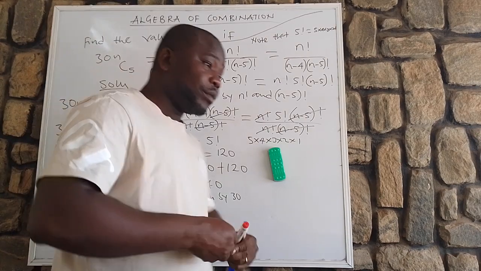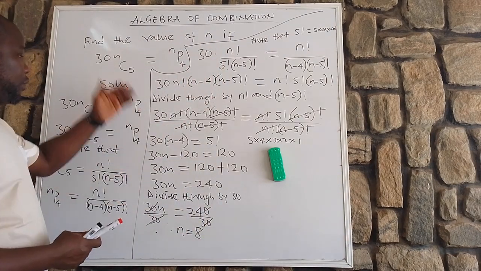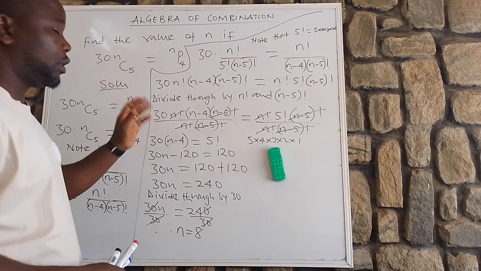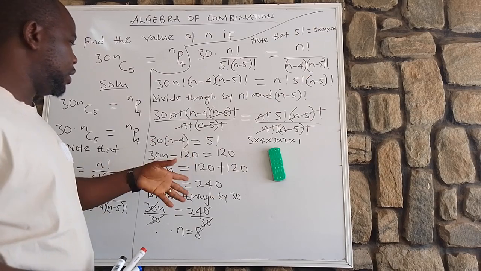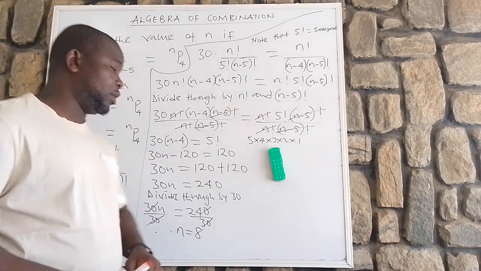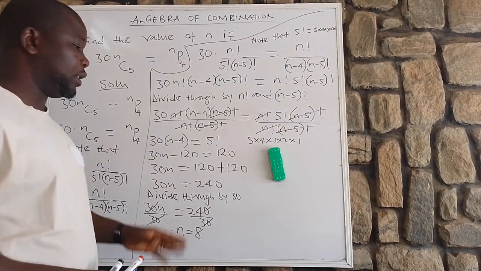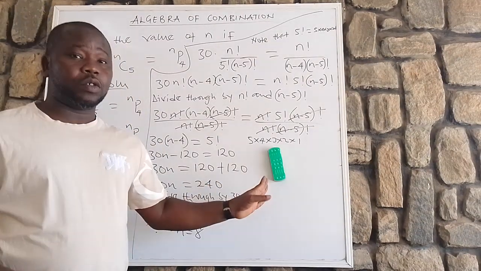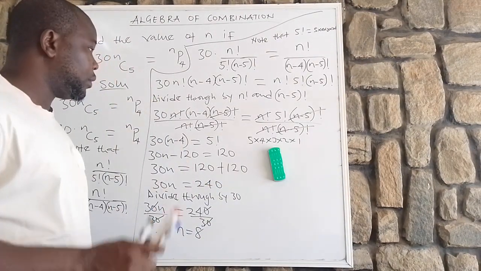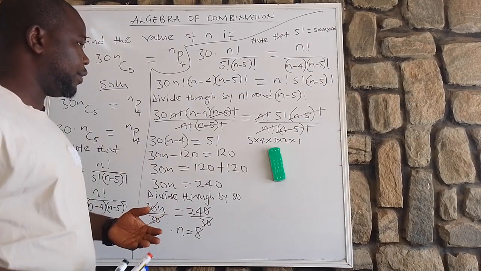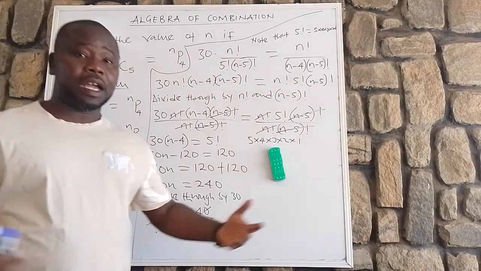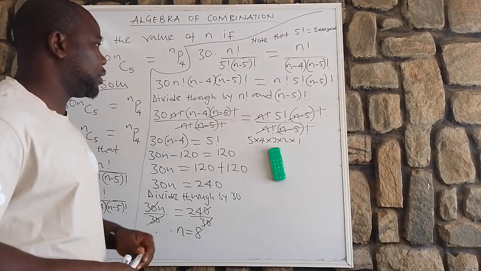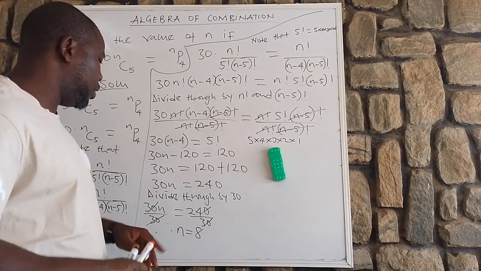Please, this is how you are going to solve the algebraic form of combination. Take note. Please, if you have any question, drop it in the comment section, and don't hesitate to send your questions. Any mathematical question you are having and you don't have an idea on how to solve it, just send it, I will look at it and make a video on it.